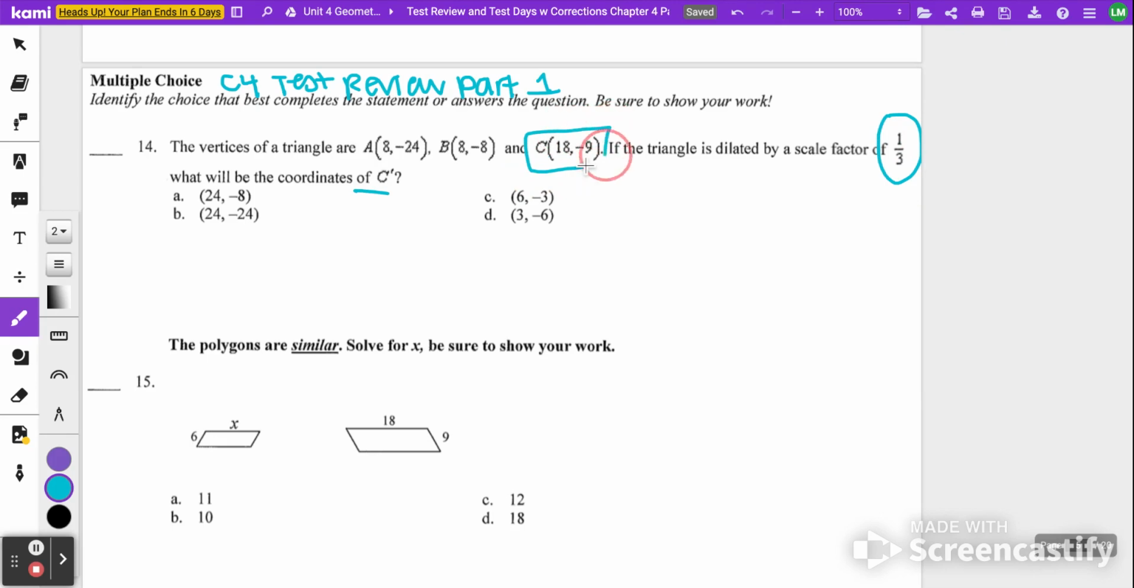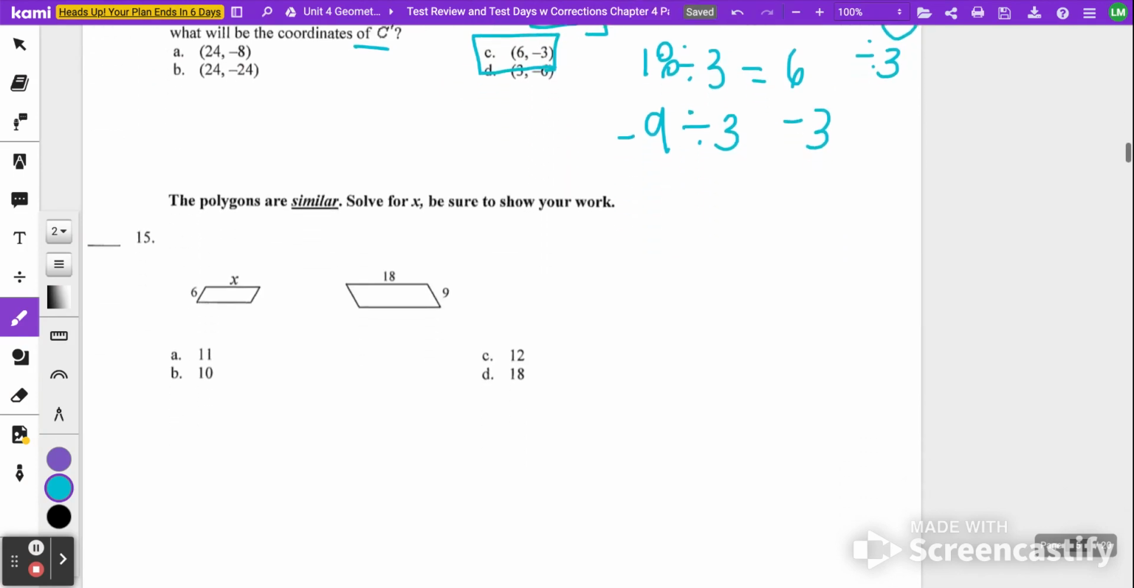Looking at C, we have 18, negative 9. And when we have a scale factor of 1/3, that just means to divide by 3. So we're going to do 18 divided by 3 and negative 9 divided by 3. That's going to give us 6 and negative 3. So my answer should be 6, negative 3, option C.